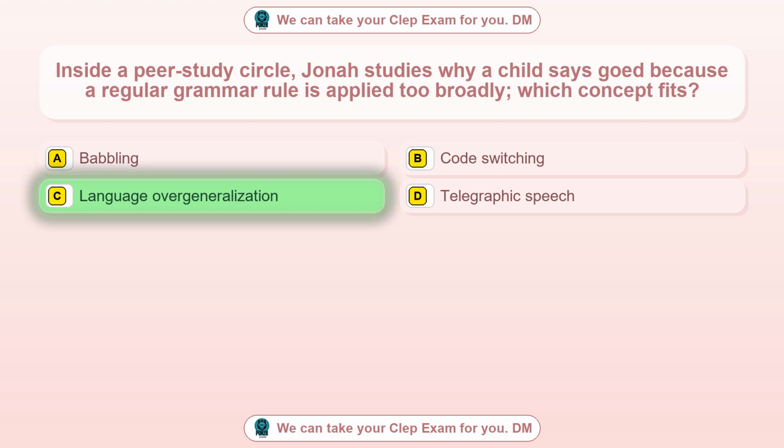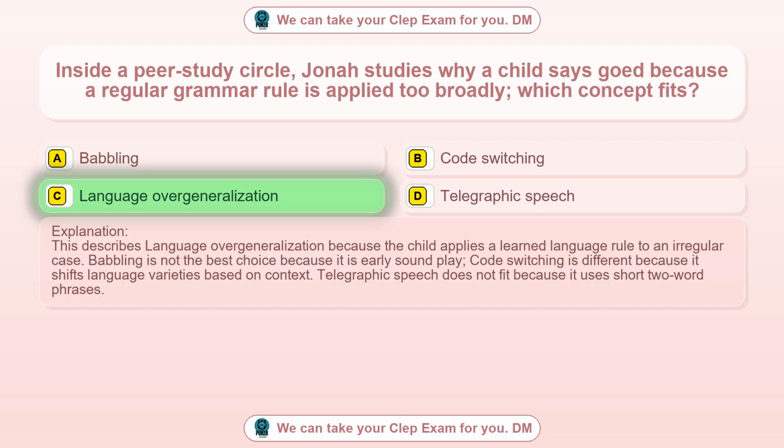Language overgeneralization. This describes language overgeneralization because the child applies a learned language rule to an irregular case. Babbling is not the best choice because it is early sound play. Code switching is different because it shifts language varieties based on context. Telegraphic speech does not fit because it uses short two-word phrases.